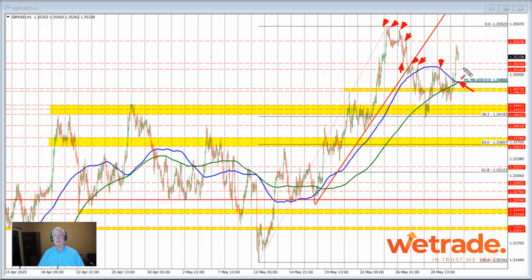On the downside, we're going to watch this level down here between 135.10 and 135.21 for our support target. If the market can hold above that level, then the bias remains more to the upside, especially since we're above the 100 and 200 hour moving averages.